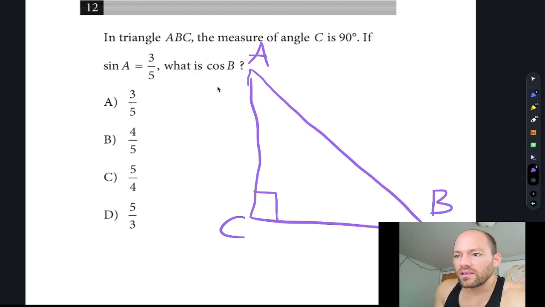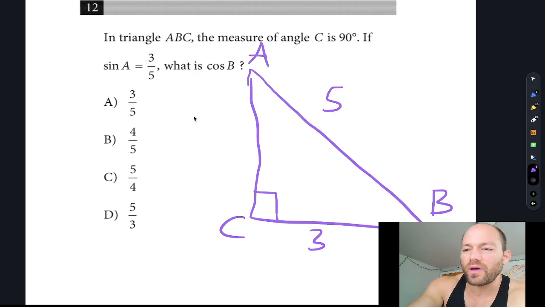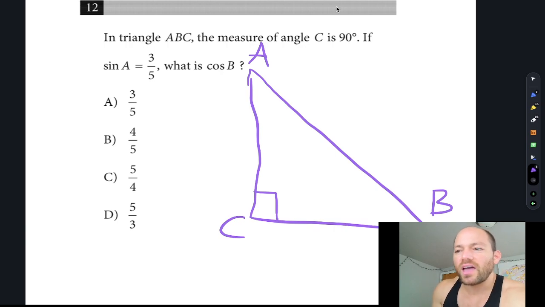They said sine of A is 3 over 5. So that means opposite over hypotenuse: opposite of A is 3, hypotenuse is 5. What's the cosine of B? Well, adjacent over hypotenuse, 3 over 5. But honestly, I don't even know why I drew this. Angle A is one angle, angle B is another. The sine of one angle is the cosine of the other angle. So if sine of A is 3 over 5, then the cosine of B is also 3 over 5, okay?